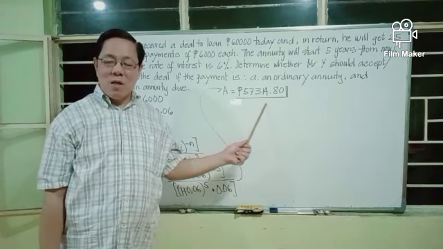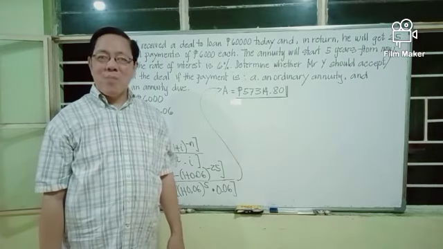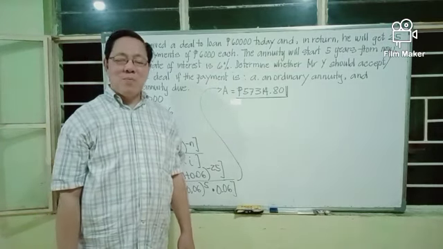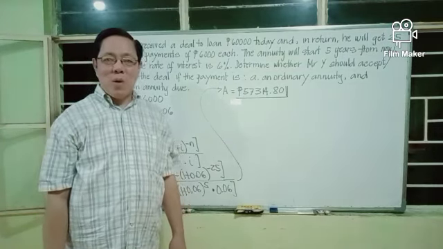Now we answer letter B. We again determine if the deal or proposal is feasible for Mr. Y if the payment is an annuity due. That is, the loan, the repayment of the loan will be made by regular payments of 6,000 pesos at the beginning of each year for 25 years.